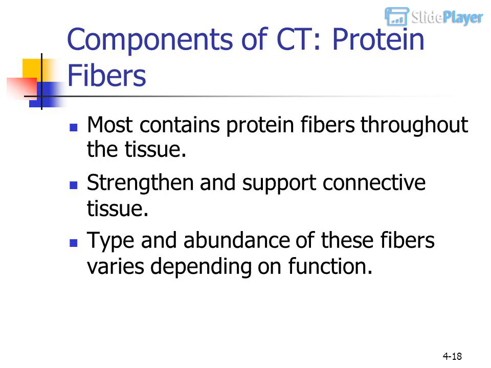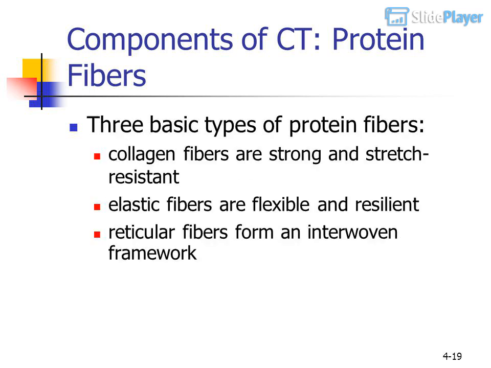Components of CT: protein fibers. Most contain protein fibers throughout the tissue. They strengthen and support connective tissue. Type and abundance of these fibers varies depending on function. 3 basic types of protein fibers. Collagen fibers are strong and stretch resistant. Elastic fibers are flexible and resilient. Reticular fibers form an interwoven framework.